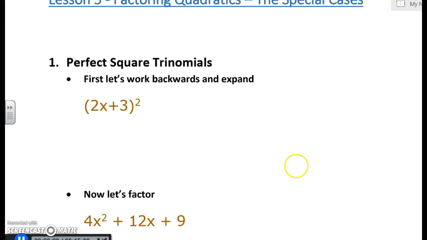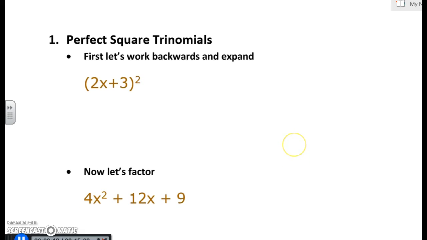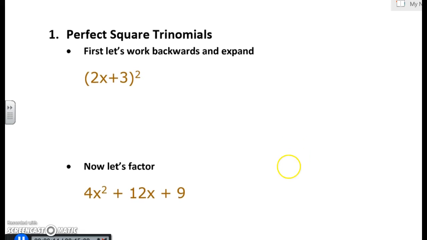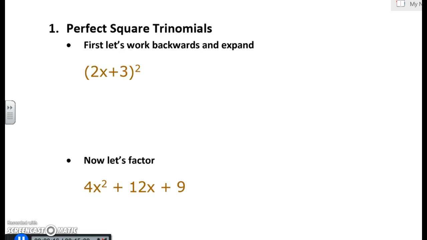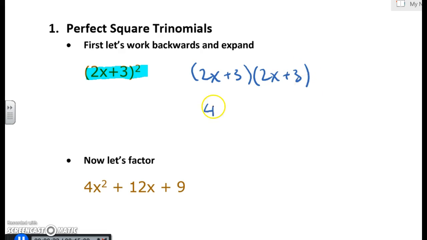But again, let's work backwards and use what we know from our previous unit on polynomials and expand this expression right here. So we have 2x plus 3 squared, and that just means 2x plus 3 times 2x plus 3. So when I expand that, or FOIL, I'm going to get 4x squared plus 12x plus 9.